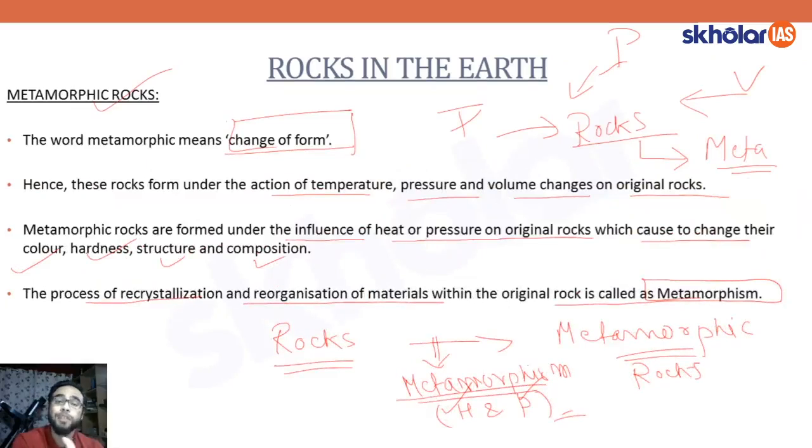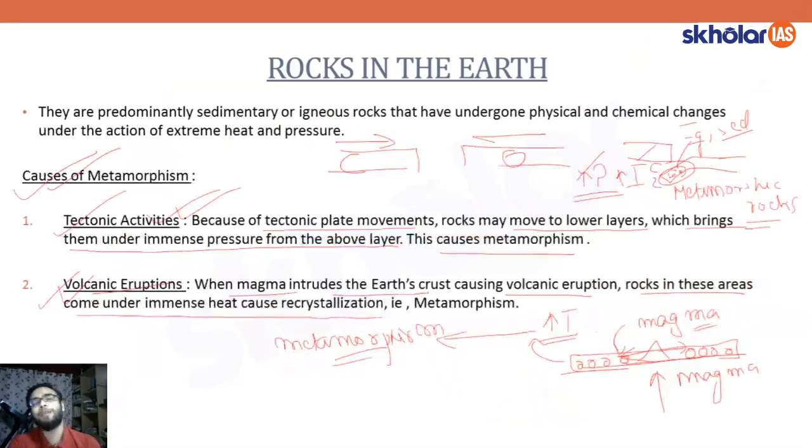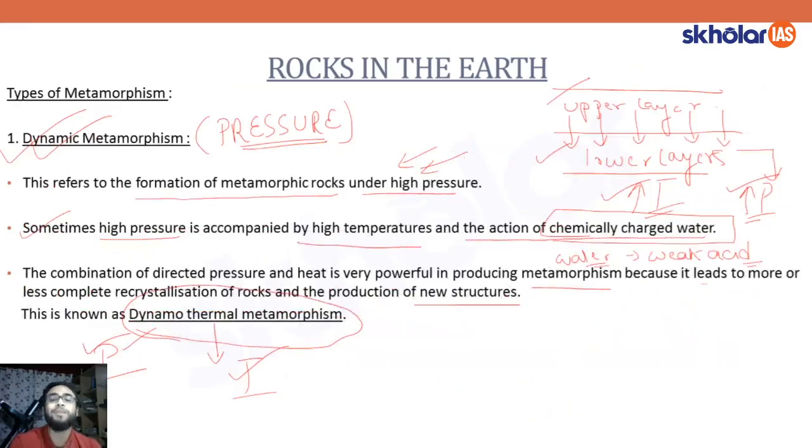What is metamorphism? Metamorphism happens because of increasing temperature and pressure, right? For metamorphism, there are two reasons. One is tectonic activities and the other is volcanic eruptions, which we talked about. Then we also talked about different types of metamorphism. Dynamic metamorphism, which is because of pressure. Then we talked about dynamothermal metamorphism as well, how both pressure and temperature play a role.